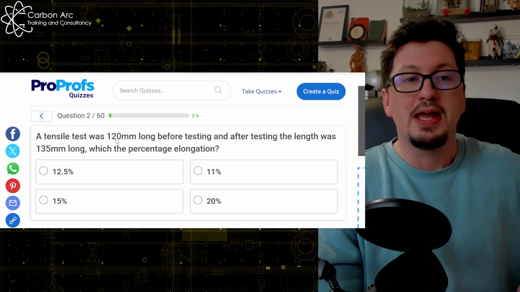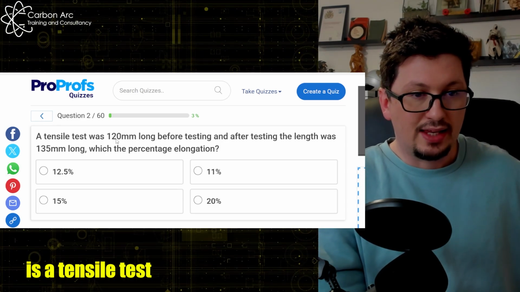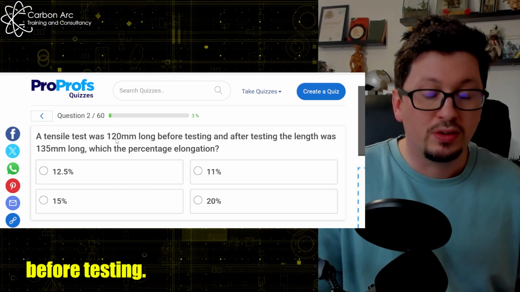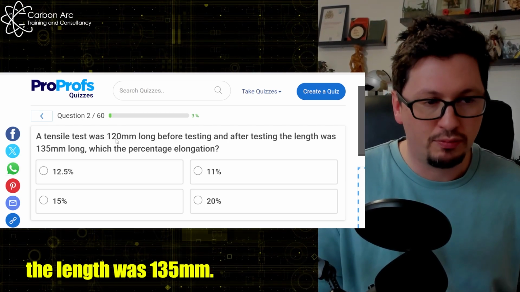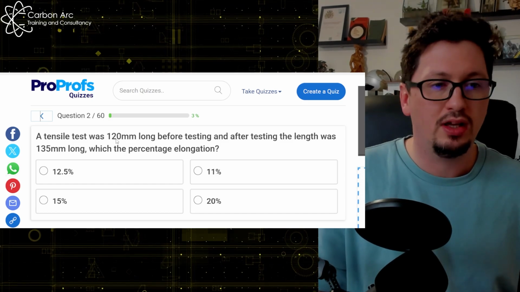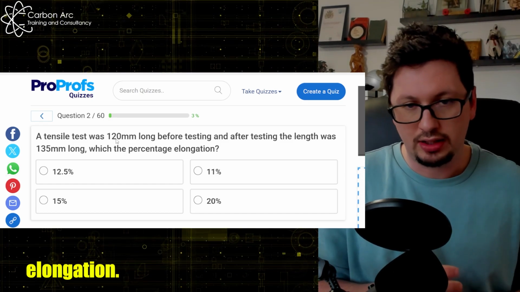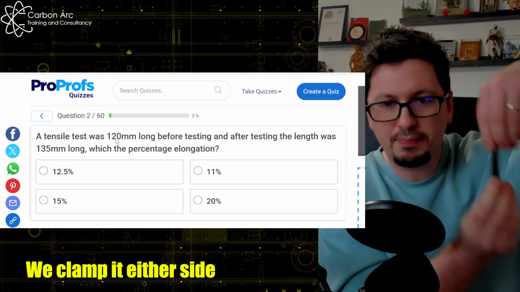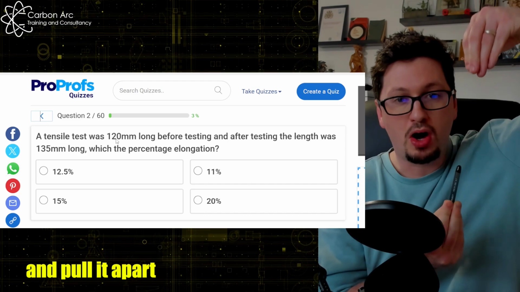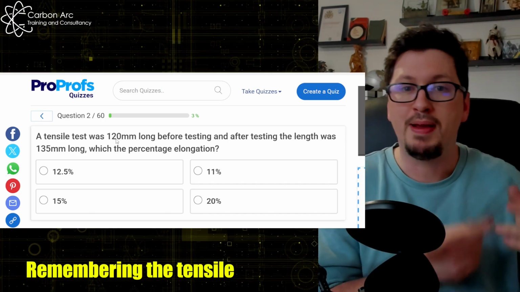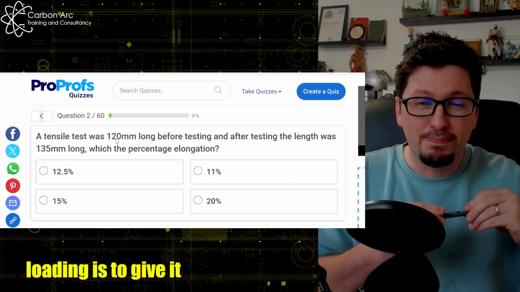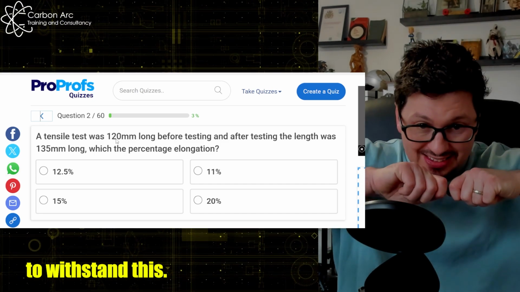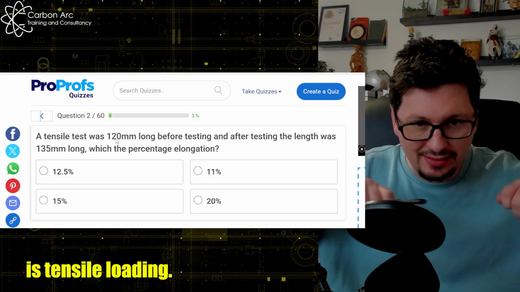Right, so this here is a tensile test. It was 120 millimeters long before testing, and after testing the length was 135 millimeters. What was the percentage elongation? So what this is, we've got our tensile sample like this. We clamp it either side, and then we try and pull it apart under our tensile load. Remembering that tensile loading is the ability of a part or an item to withstand being pulled apart, this tensile loading, right?